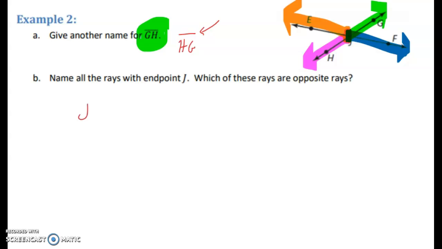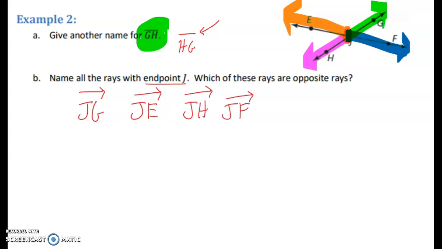All right, so we had J to G, that was the green one, and you have to do the endpoint first, and they said the endpoint was J. That's why J must come first. Then you can do J to E, that was the orange one. J to H is the purple one, and J to F is the blue one.